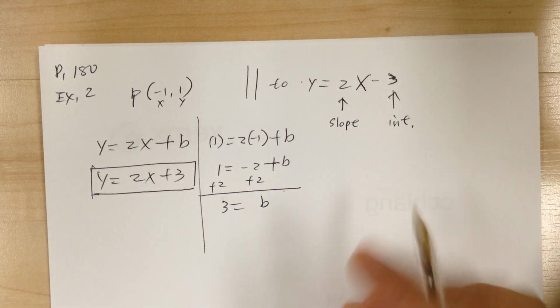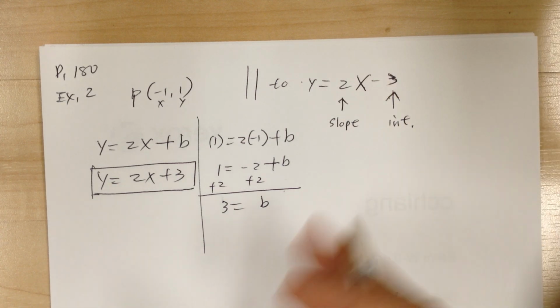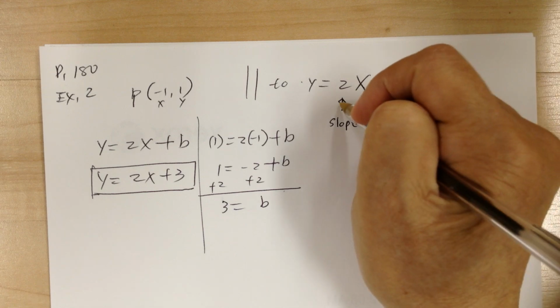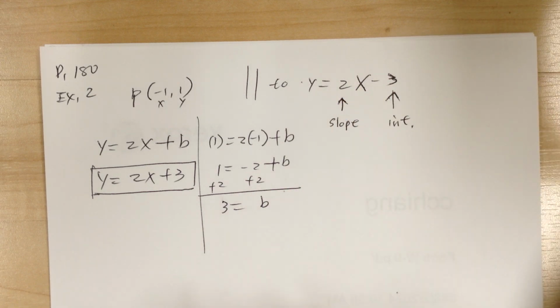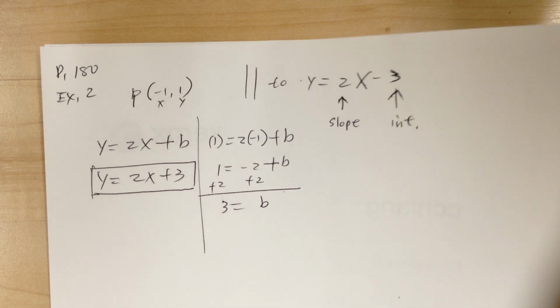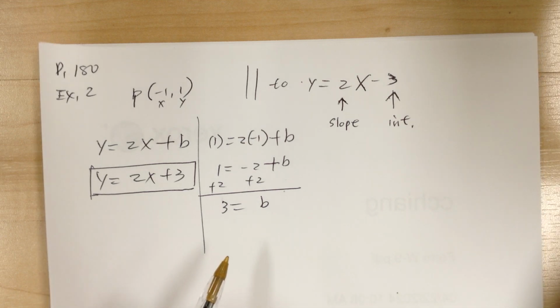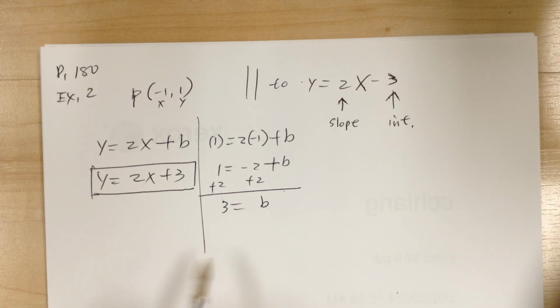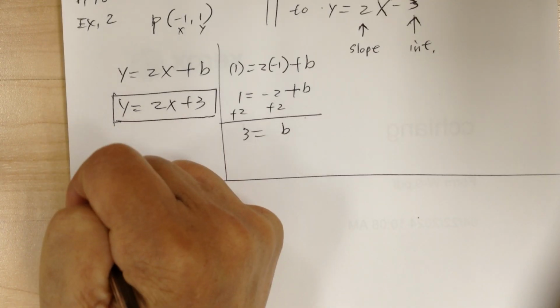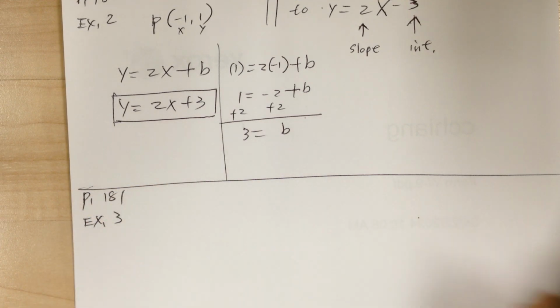Now again, when you're doing math, math is not about just getting the answer. You want to show your steps so when people look at your paper, they can follow what you're doing. So it's very important to show all your steps. And on page 181, there's a check by graphing. Again, you can graph and check on your own. Okay, let's go to example 3. So page 181, example 3.